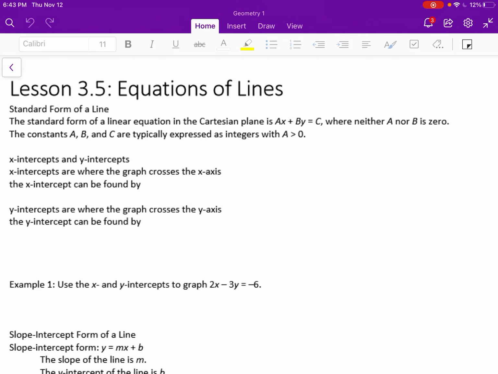Hello, we're going to take a look at lesson 3.5, equations of lines. We're going to look at several different equations today and working through different ideas. So here we go.